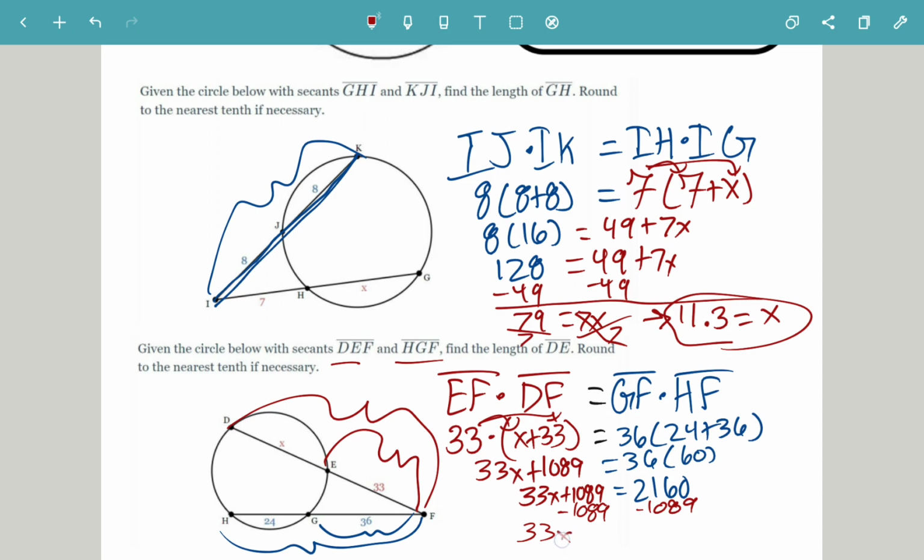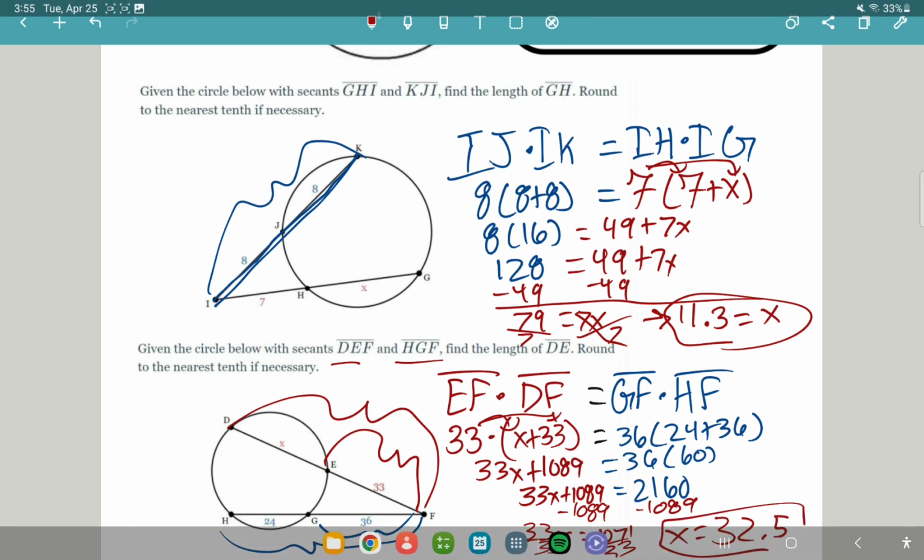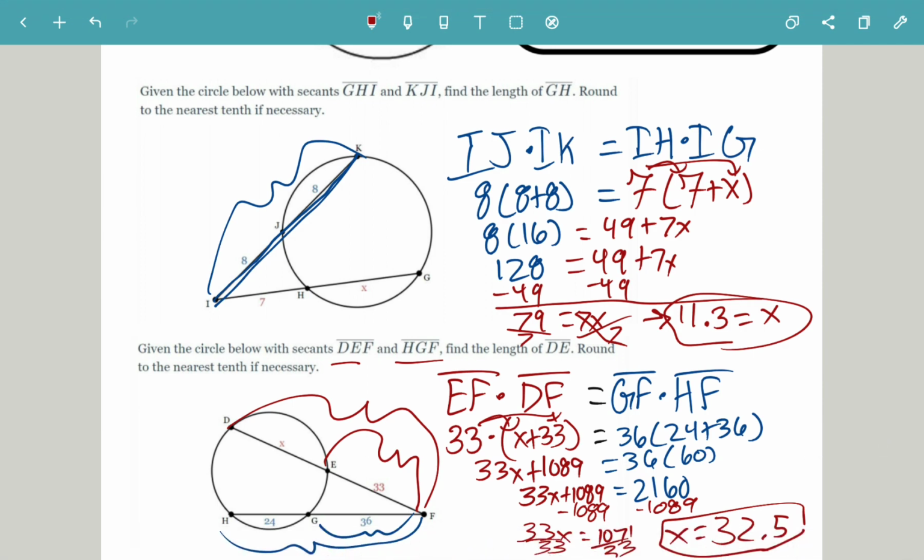We get 33x equals 1,071. Divide both sides by 33. We get x equals about 32.5. And then you are done with that problem. Okay, pause the video if needed.